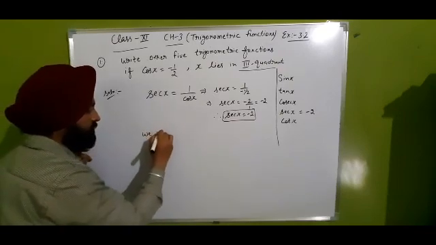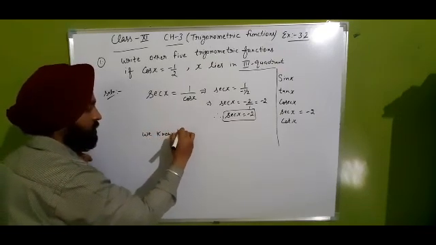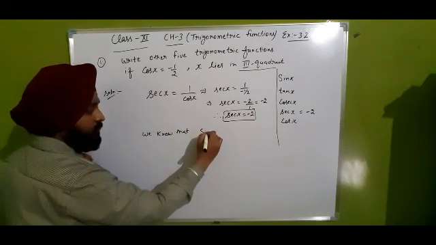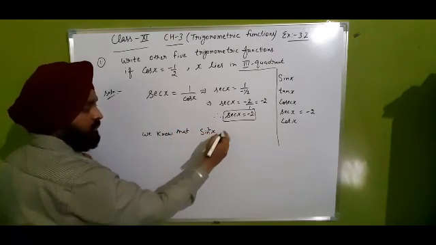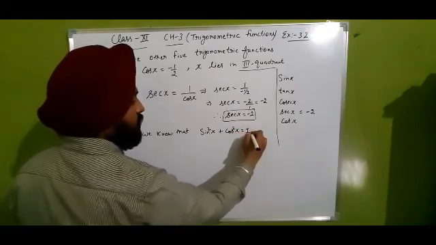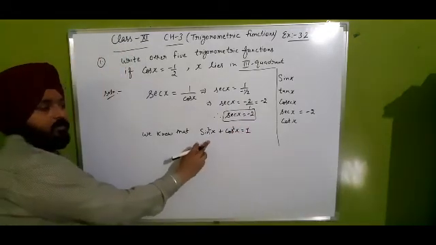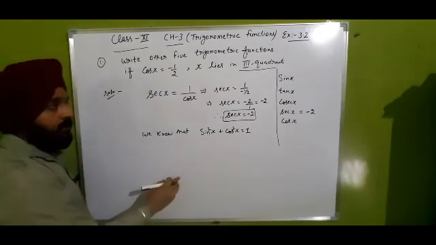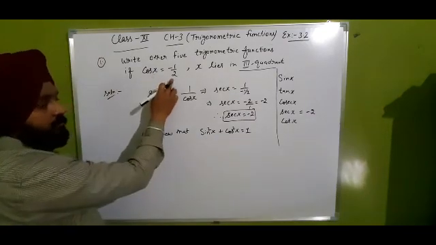We know that you have learned this formula in 10th class. Sin square x plus cos square x is equal to 1 always. Remember this one? Sin square x plus cos square x equal to 1. Cos x value is given, minus half.